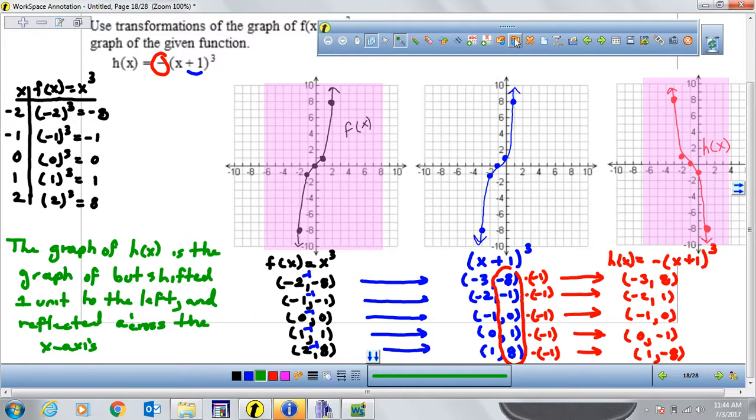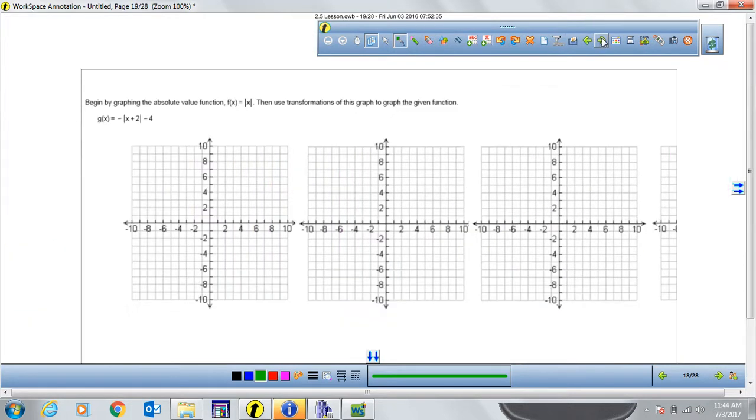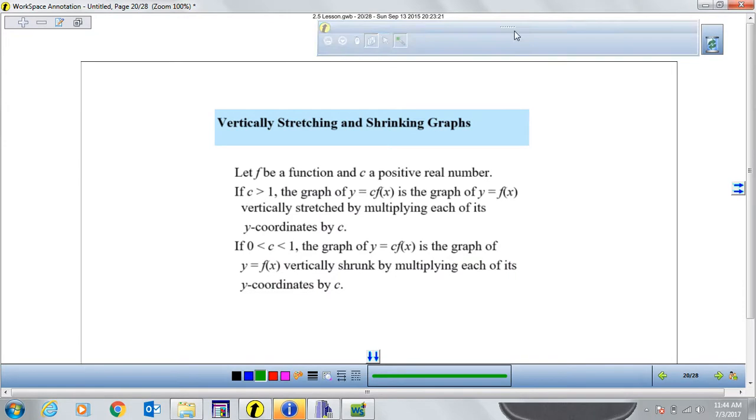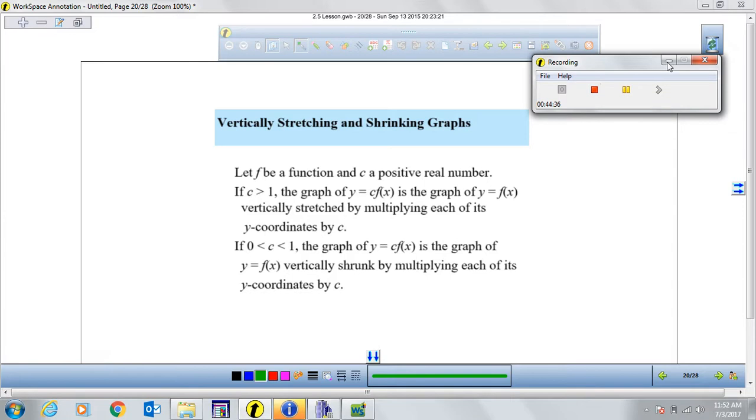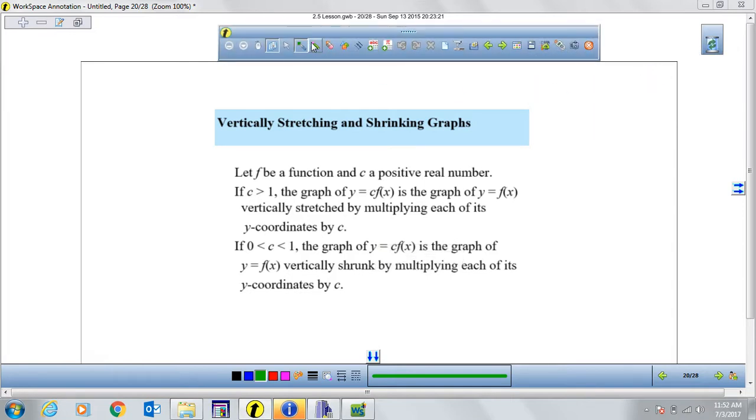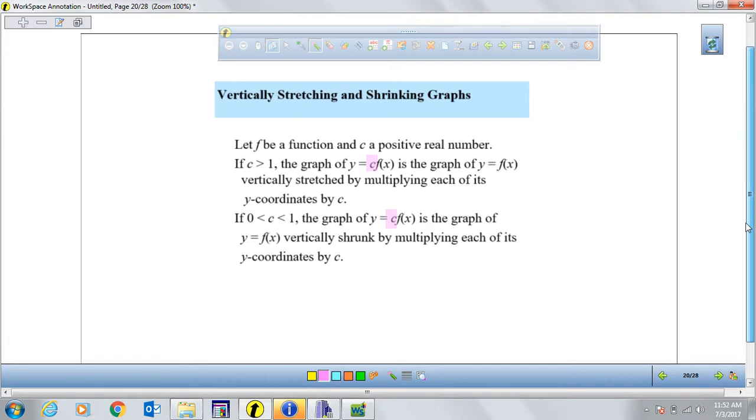The next topic. Now we're going to cover what is called vertical stretching and vertical shrinking. So vertical stretching and shrinking happens when you have a constant c that is being multiplied to the function on the outside. That is going to create a vertical stretch or vertical shrink. And I'll show you in the graph how the stretch or shrink is going to look once we get to that.